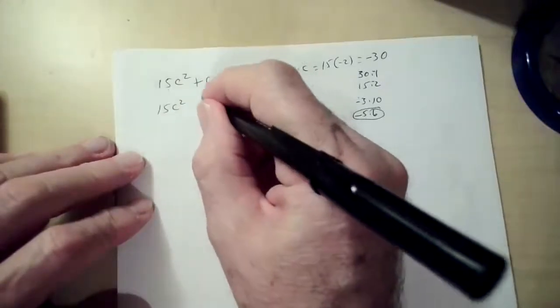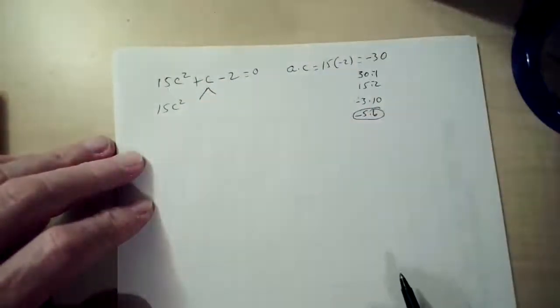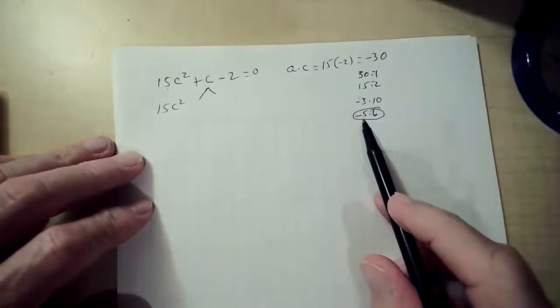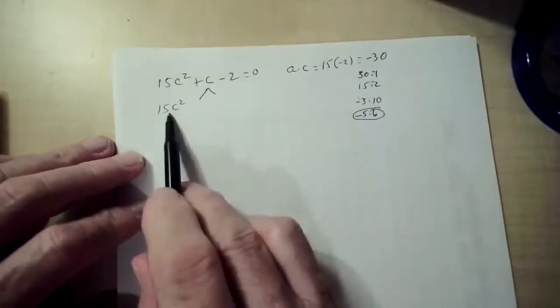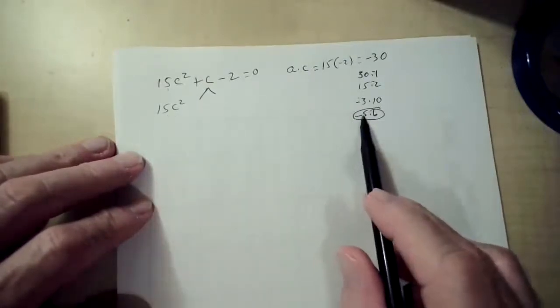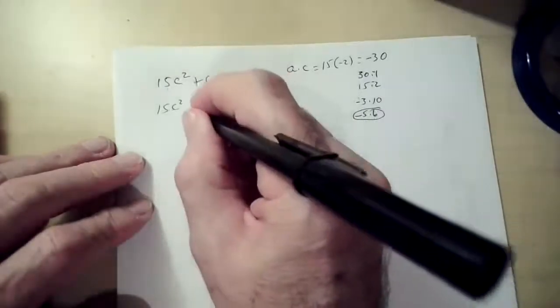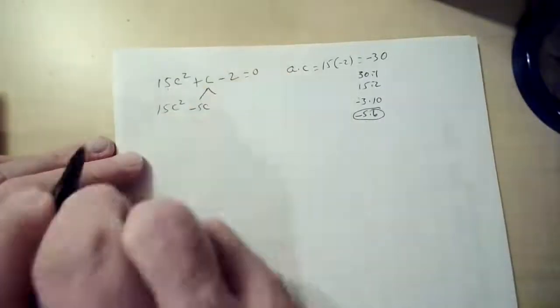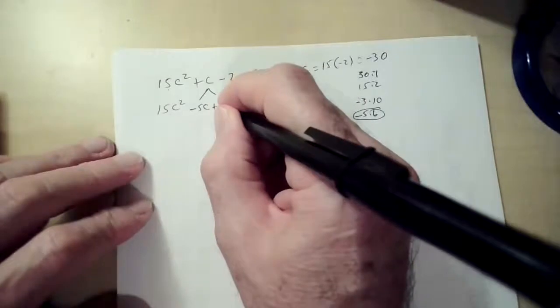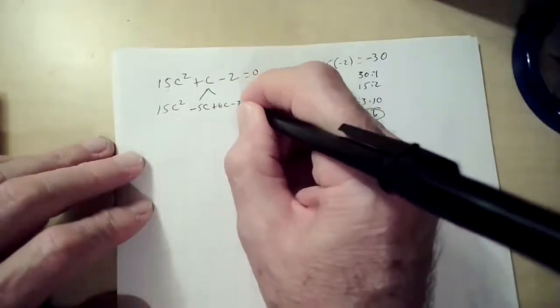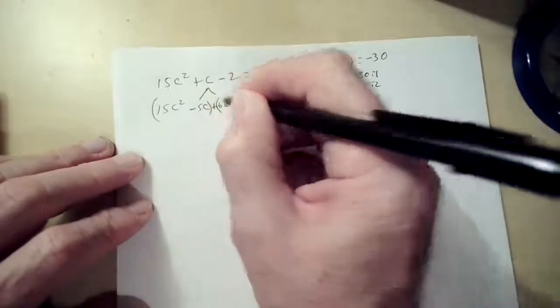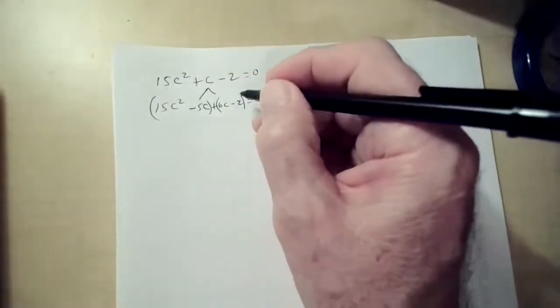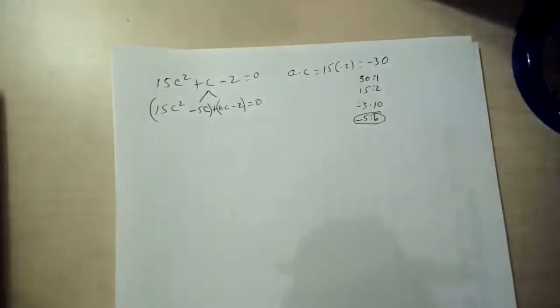Okay, so we have 15c squared, and again, we're going to split up the linear term into two factors, negative 5 and 6. Which one do we want to put next to the 15? The negative 5. Negative 5c plus 6c minus 2 equals 0. Now we group these together like so.